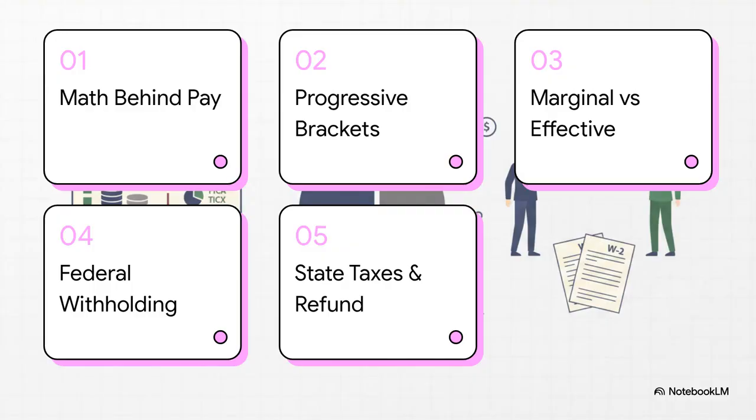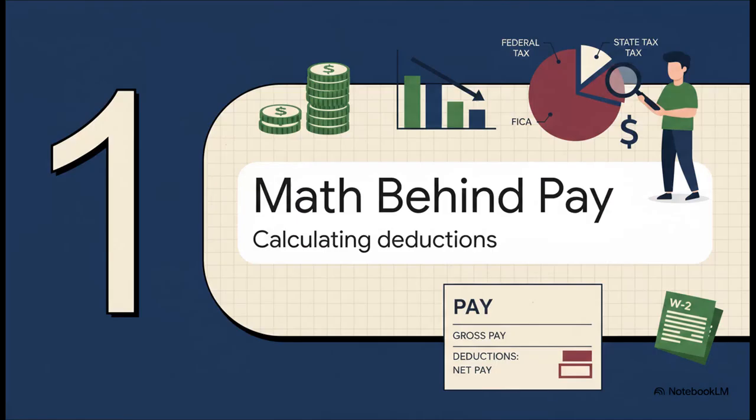Okay, let's take a quick look at our roadmap for today. We're going to cover 1. The math behind your pay. 2. How progressive brackets actually work. 3. Marginal versus effective tax rates. 4. Calculating federal withholding. And finally, 5. State taxes and your refund. All right, kicking things off with Section 1, the math behind your pay.